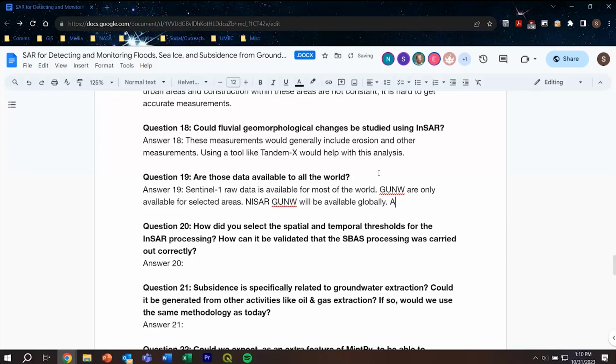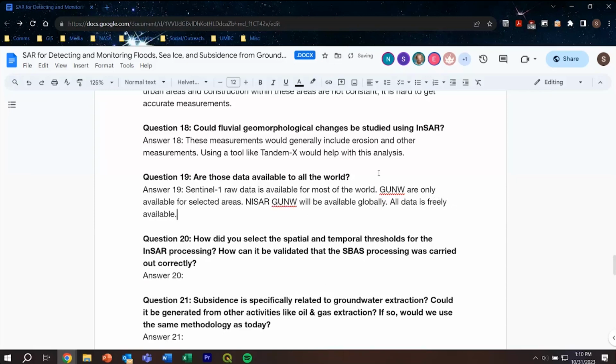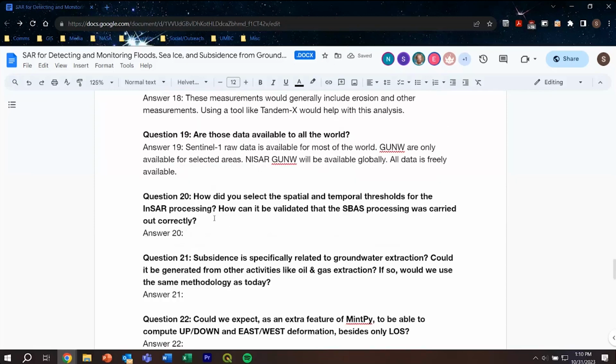Okay, question 20. How do you select the spatial and temporal thresholds for the InSAR processing, and how can it be validated? Or how can you make sure that the SBAS processing was carried out correctly?